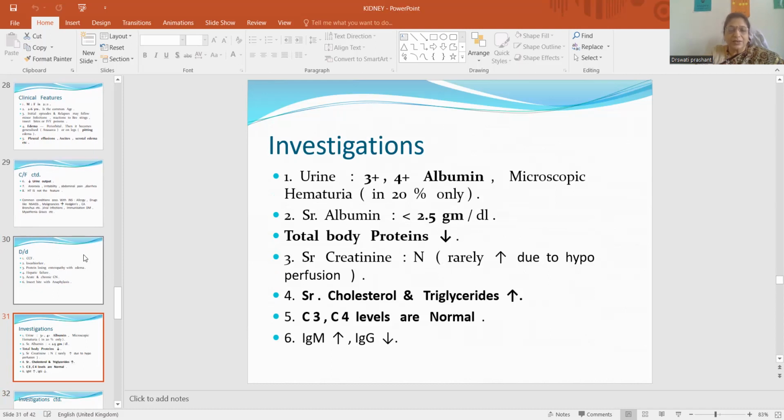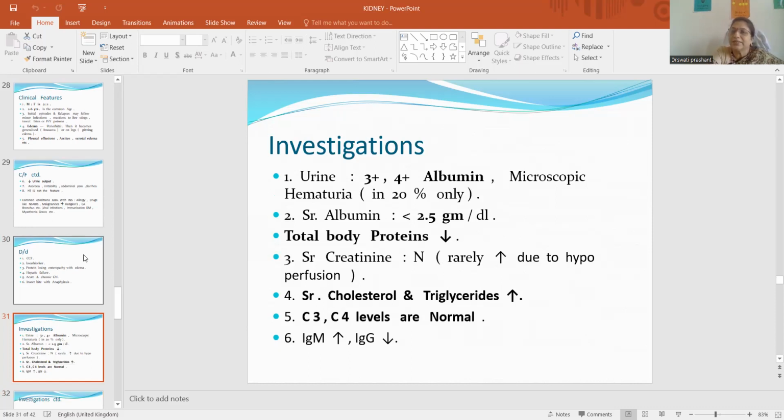First and foremost, the most important investigation is the urine routine, in which we will get 3 plus or 4 plus of albumin on examination. Microscopic hematuria may be seen in only 20% of cases. Serum albumin is less than 2.5 gram per deciliter. Total body proteins are decreased. Creatinine may be normal, rarely mildly increased. Serum cholesterol and triglycerides will be higher.